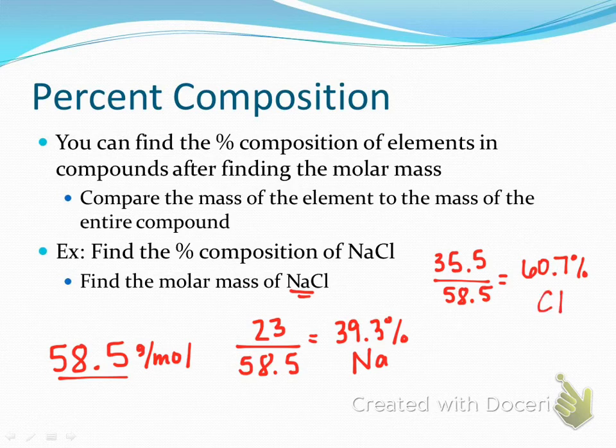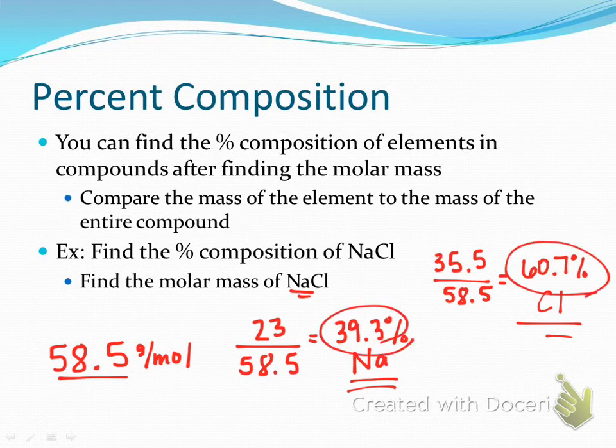So I know in sodium chloride, 39.3% is sodium and 60.7% is chlorine. In every sample of salt I take, it's going to contain 39% sodium and 60.7% chlorine. What should be true of these two percentages? That's right, they should add up to 100.